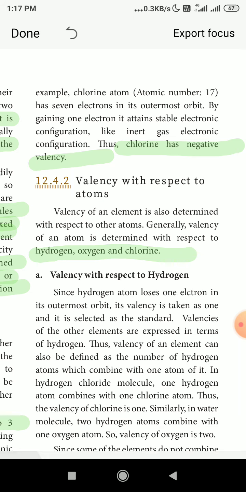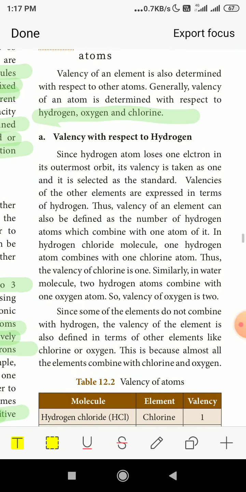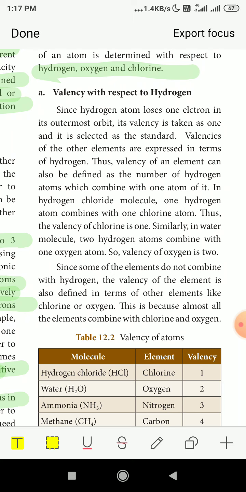Since a hydrogen atom loses one electron in its outermost orbit, its valency is taken as 1 and it is selected as the standard. Valencies of other elements are expressed in terms of hydrogen. Thus, the valency of an element can also be defined as the number of hydrogen atoms which combine with one atom of it. In a hydrogen chloride molecule, one hydrogen atom combines with one chlorine atom. The valency of chlorine is 1. Similarly, in a water molecule, 2 hydrogen atoms combine with one oxygen atom, so the valency of oxygen is 2.